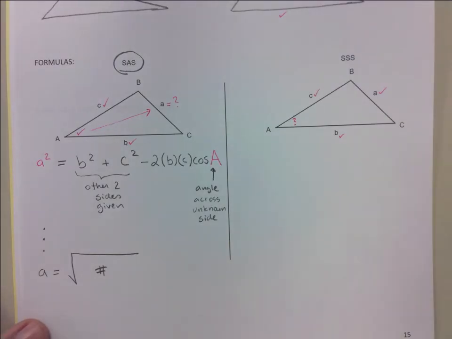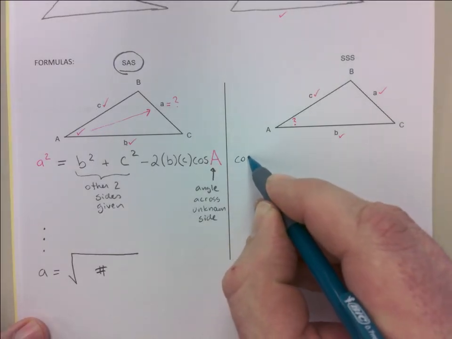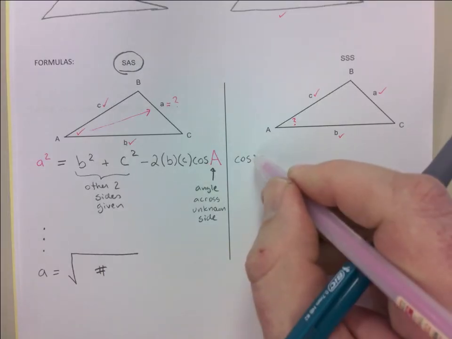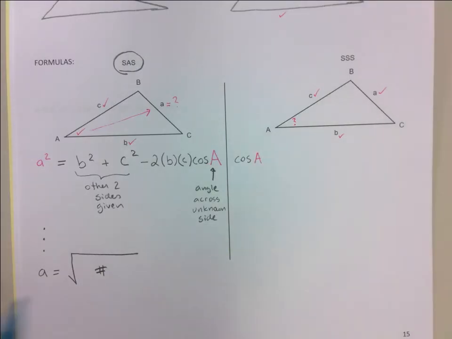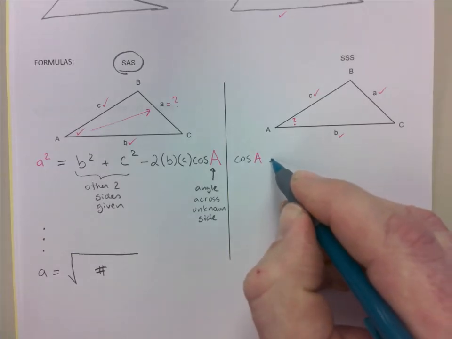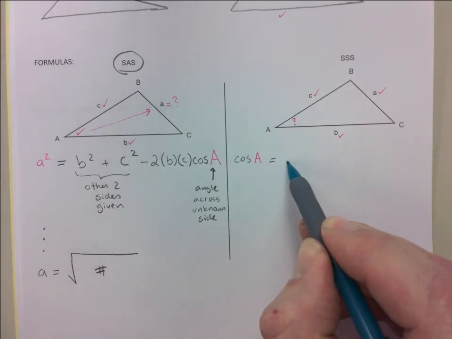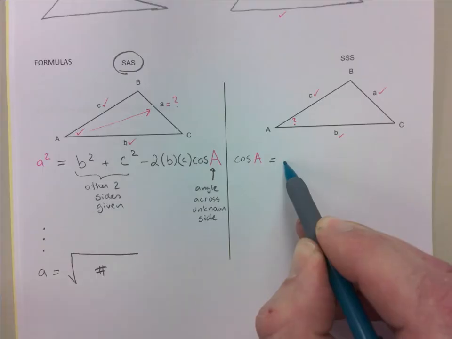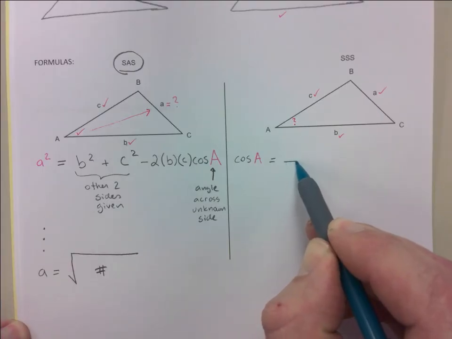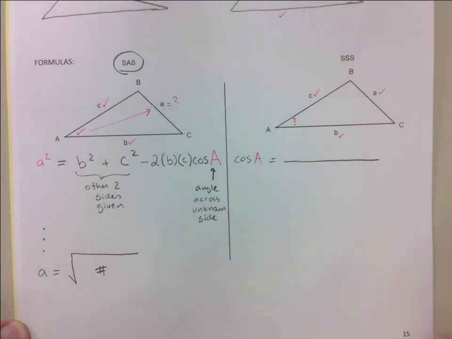Your formula would start as follows. Cosine of that angle is going to be equal to, and watch what I always do. This is my trick to remember. It's just a long line. It's going to be a fraction.